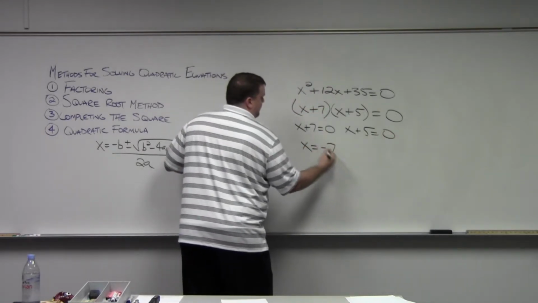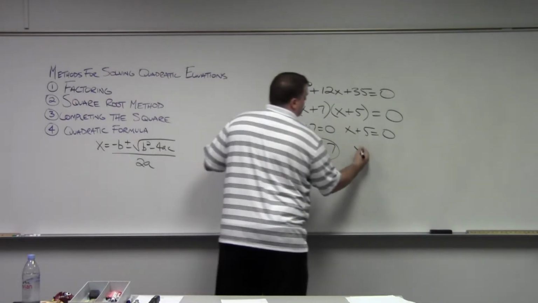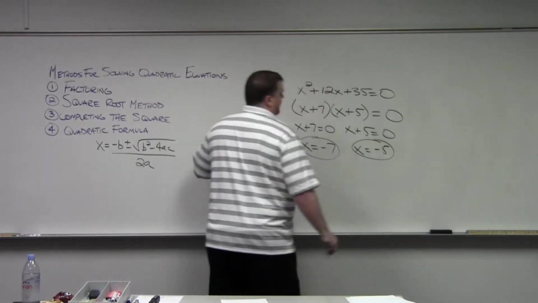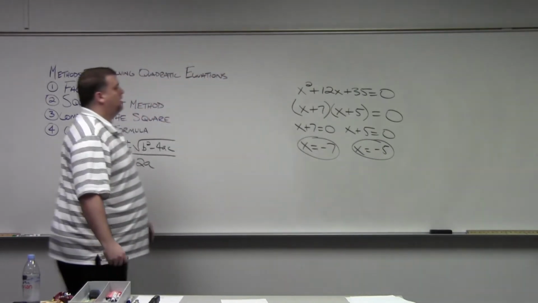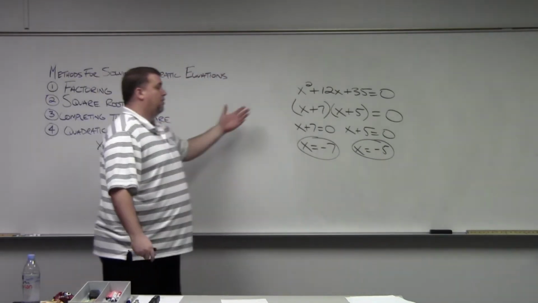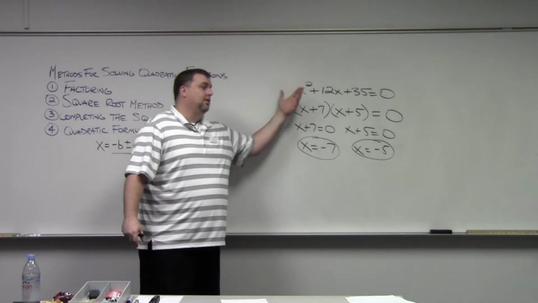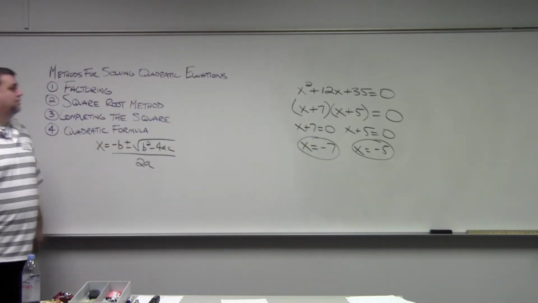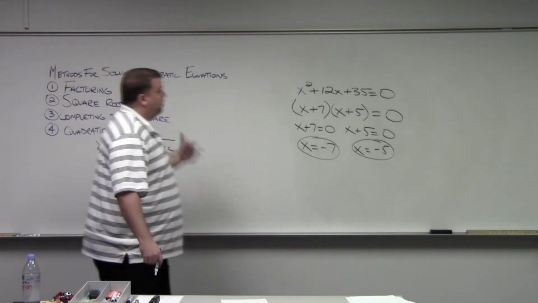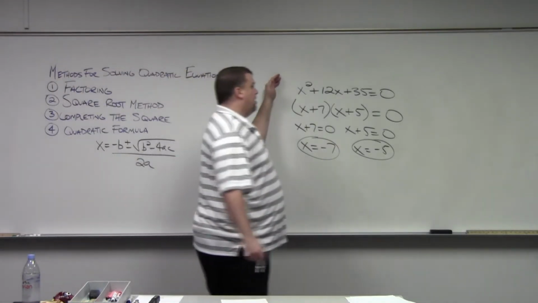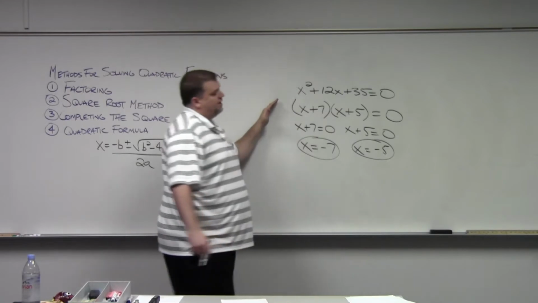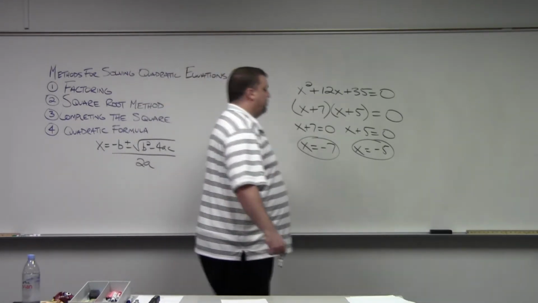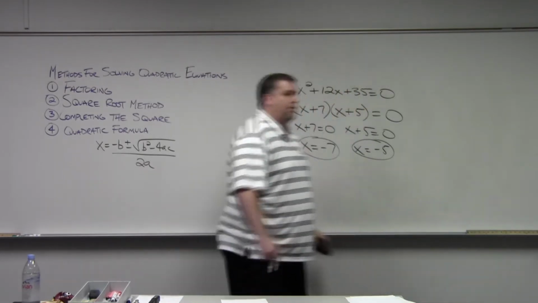So x equals negative 7, and x equals negative 5. Could I have plugged this into the quadratic formula if I wanted to? Yes, it just would have been a lot more work. So sometimes it's best to, once you can't use the square root property, ask: is it factorable? If it's not factorable, use the quadratic formula. This one was factorable, pretty straightforward. We get our answers that way.